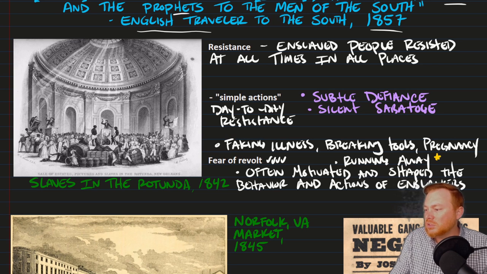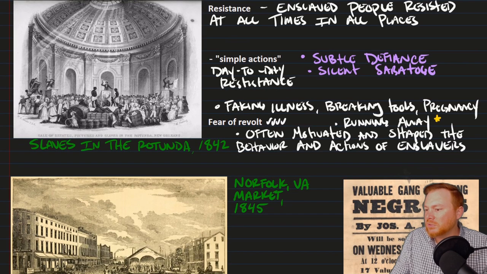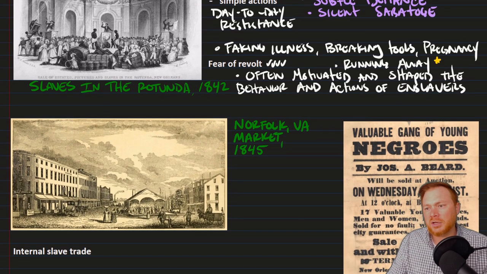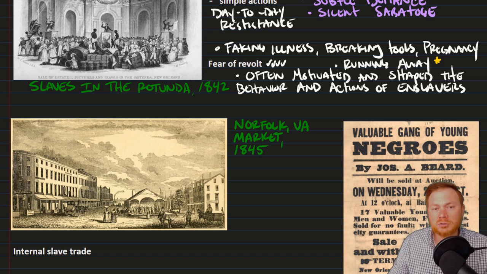There was this constant sort of trepidation, constant fear. Laws were made in order, kind of motivated by these fears. So even though we might say that, look, slave revolts didn't happen very often, and when they did happen, they usually failed. But what's very important is that the idea of the fear of revolt was always there.